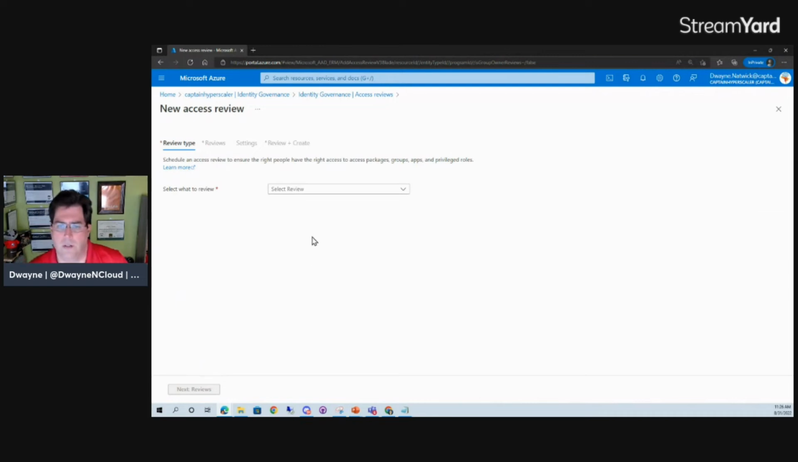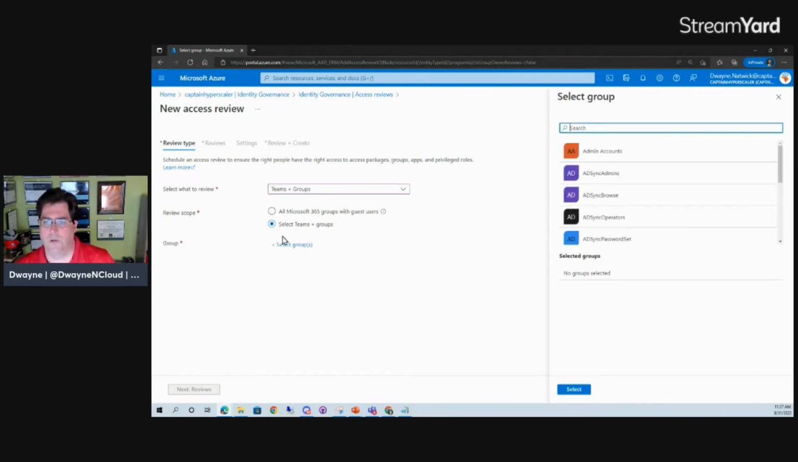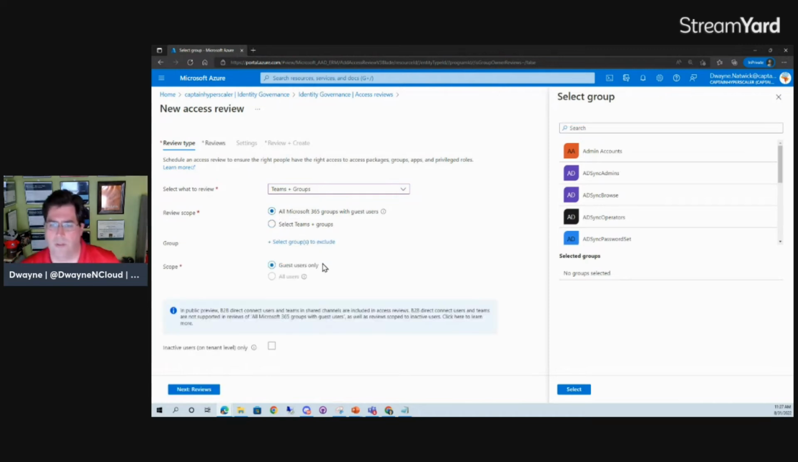Within here, we select what type of review. Are we doing it for specific applications? Are we doing it for teams and groups? We're going to do it for teams and groups. We're going to select a team or group, or we could do this also for all groups with guest users and do it for our guest users only.